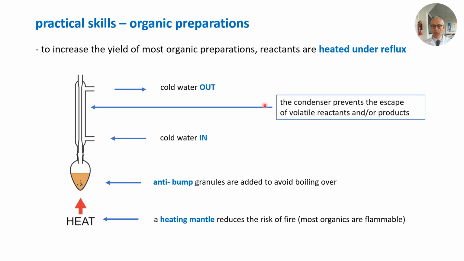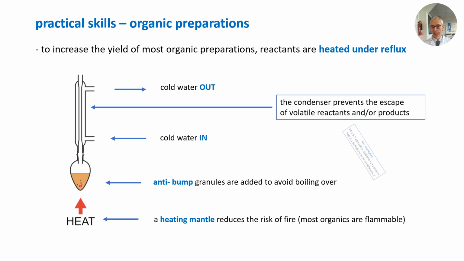Now, the condenser prevents the escape of volatile reactants and or products. It may well be that the temperature of the reaction mixture is above that of the boiling point of either the reactants or of a particular product. That product or reactant will evaporate, but it will be condensed in the condenser and returned to the reaction mixture.